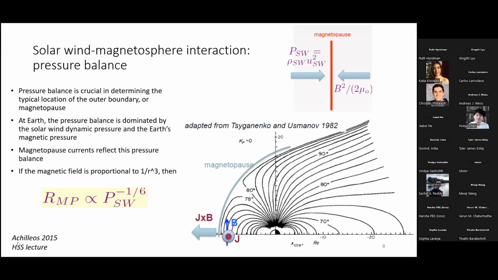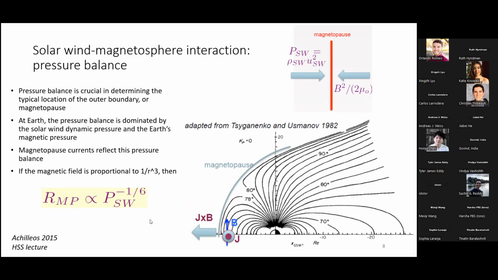And this is, by the way, a lot of material from Achilleos' 2015 lecture, but basically you can write down a proportionality between the radius of the magnetopause and the solar wind dynamic pressure, the pressure that the solar wind is pushing on the magnetosphere with. There's a current system exactly at the magnetopause, a current sheet, that forms in response to this pressure balance. So when the pressure from the solar wind is increased, the current changes dynamically until these two come into equilibrium again.